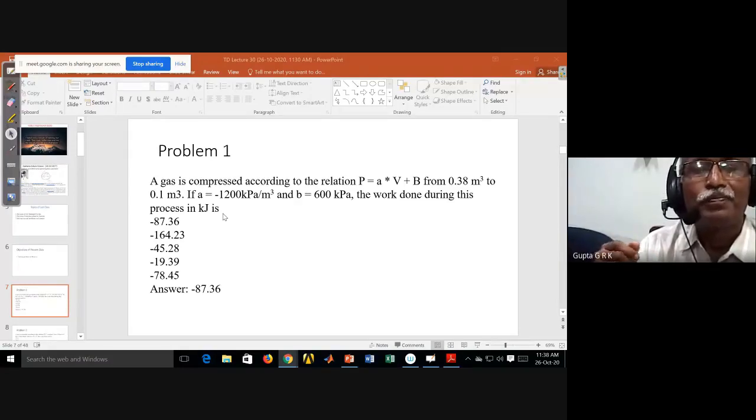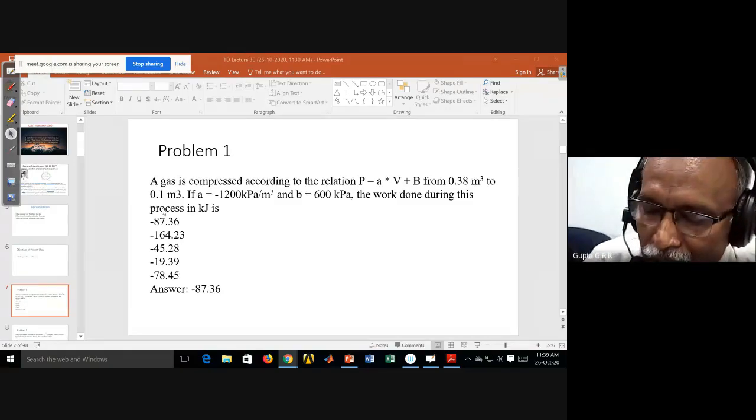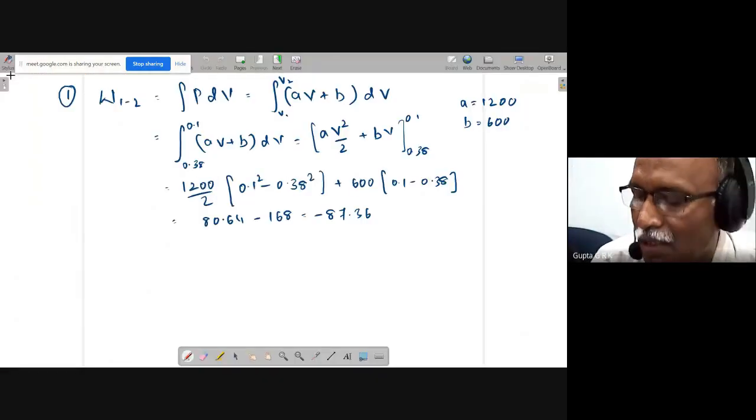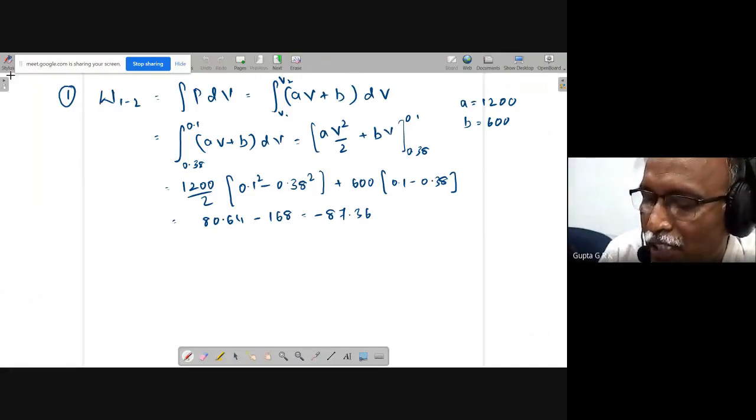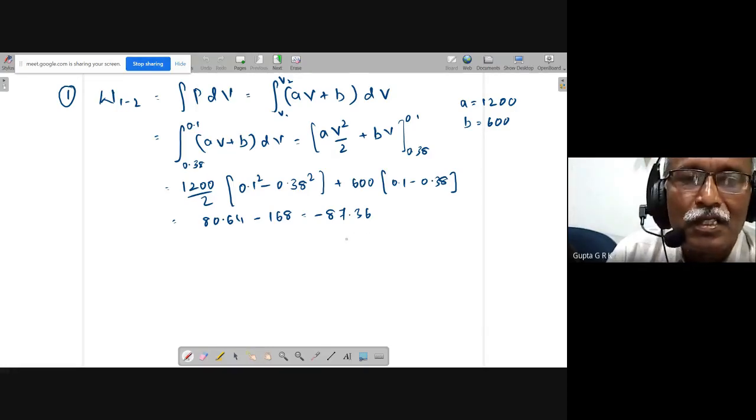V1 to V2. And so we have got V1 and V2 as 0.38 meter cube and 0.1 meter cube. So you can substitute the limits. This is the way we get W12 is integral PdV, integral of AV plus B dV, which is AV square by 2 plus BV, from 0.38 to 0.1. And if you substitute A equal to 1200 and B equal to 600: 1200 by 2 into (0.1 square minus 0.38 square) plus 600 into (0.1 minus 0.38), and you will get the answer. Okay, this is the way.